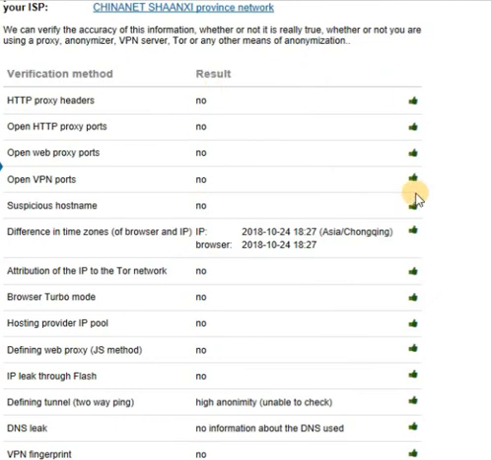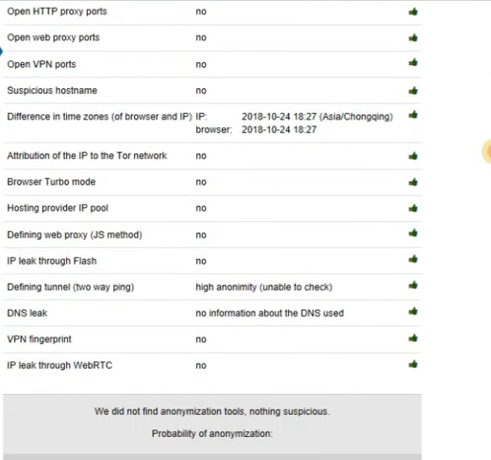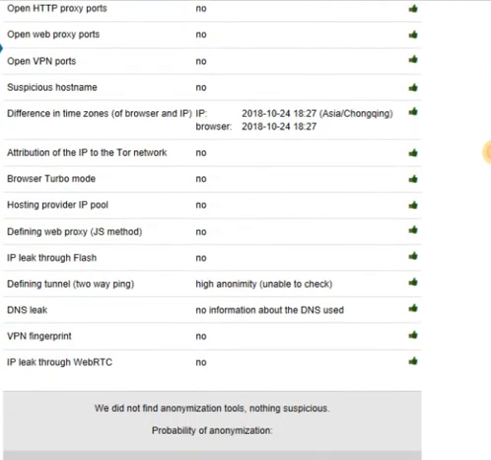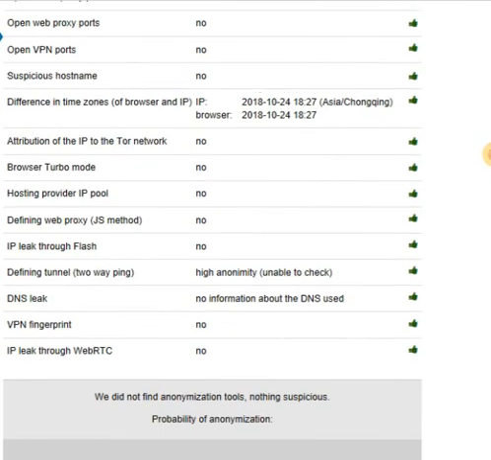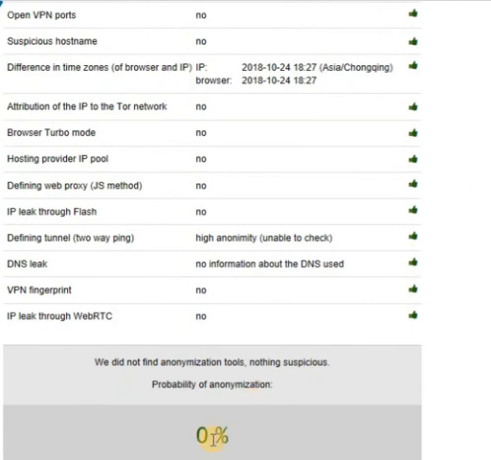But in this case, we have completely thumbs up throughout the entire list. It says we did not find any anonymization tools, nothing suspicious. Probability of anonymization, 0. So in effect, it's showing that there's no likelihood that I'm using any sort of tactics, any sort of VPN or proxy or anything like that to try to hide my identity from them. And that is exactly true because, as I said, I haven't done anything to my connection to alter it or to mask it.